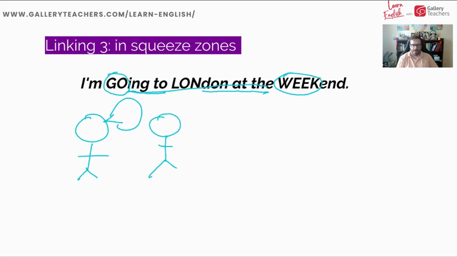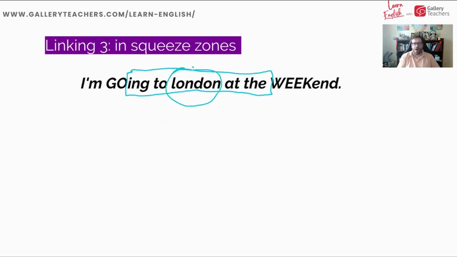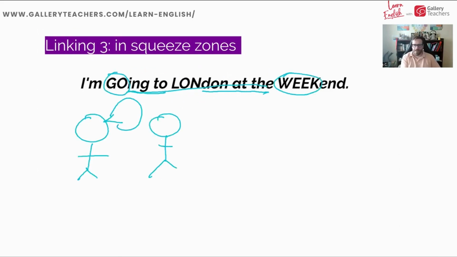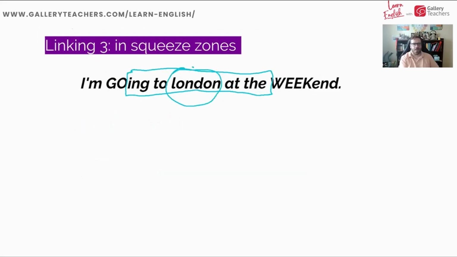I'm going to London at the weekend. I'm going to London at the weekend. I'm going to London at the weekend. I'm going to London at the weekend. I'm going to London at the weekend. I'm going to London at the weekend. I'm going to London at the weekend. I'm going to London at the weekend. I'm going to London at the weekend. I'm going to London at the weekend.